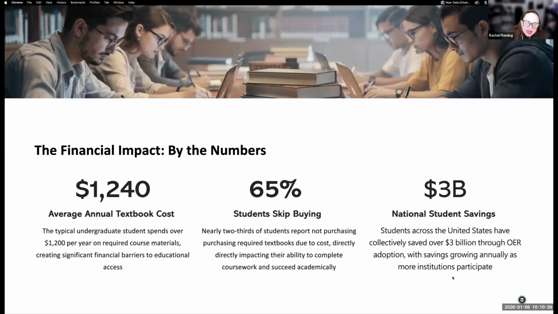And when we talk about financial impact, we're really looking at the cost for the student per month, per semester, or per year. We're looking at this 65% number of students that are skipping buying textbooks. And then we're looking at the overall national savings for students when we use OER. So those are the big three pots that we're looking at. And on average, these numbers remain pretty consistent.